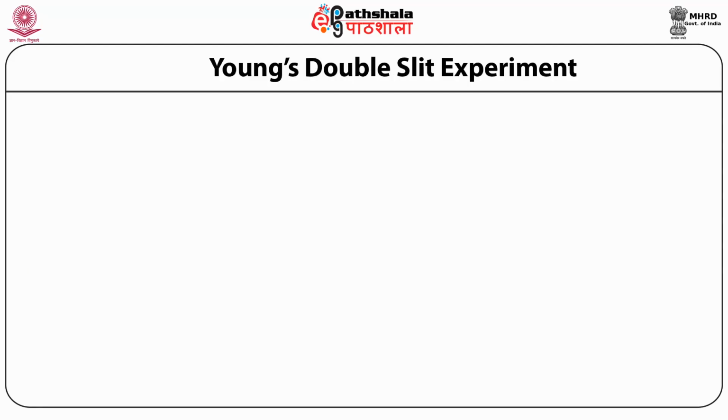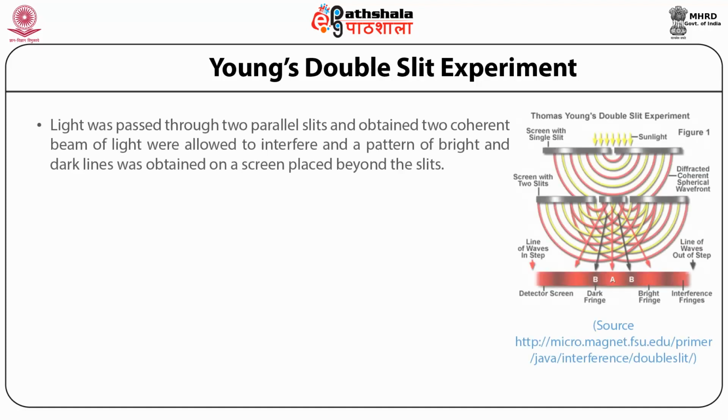Young's double slit experiment. What is the experiment? In 1801, Young devised and performed an experiment to measure the wavelength of light. Light was passed through two parallel slits and two coherent beams were obtained. Then these beams were allowed to interfere and a pattern of bright and dark lines was obtained on the screen placed beyond the slits.